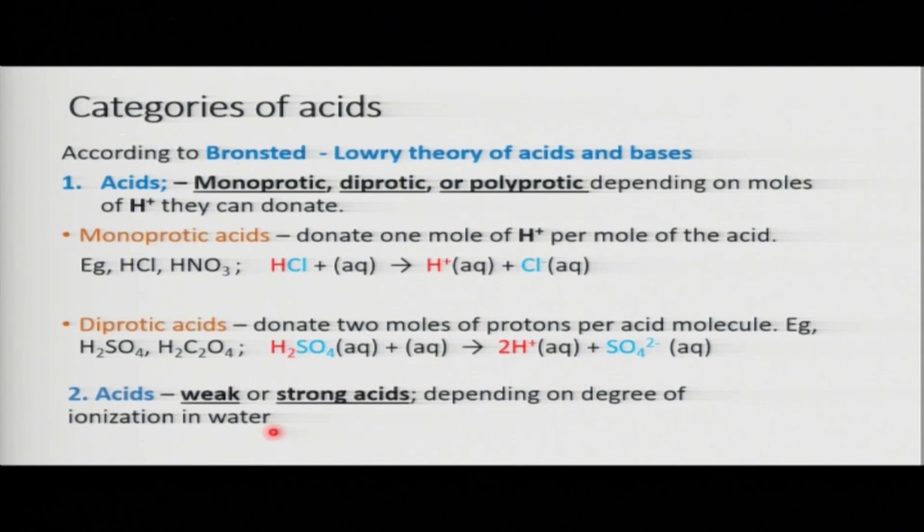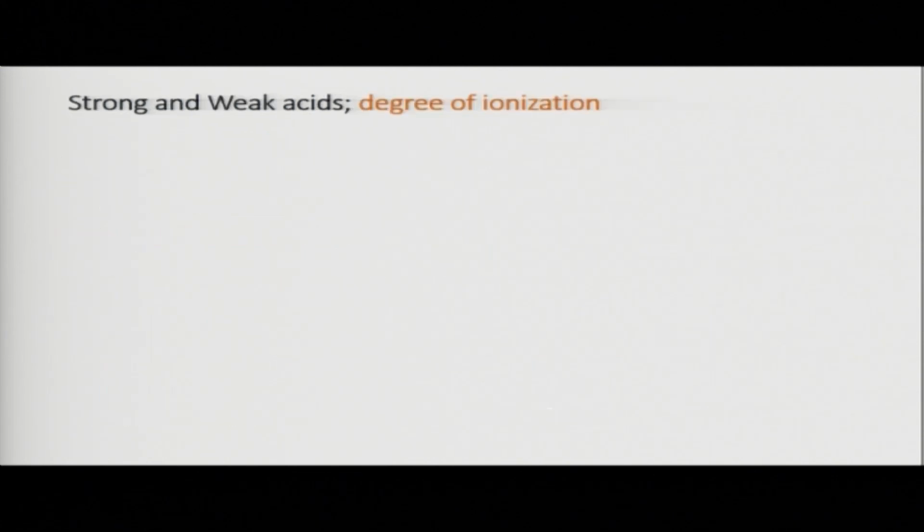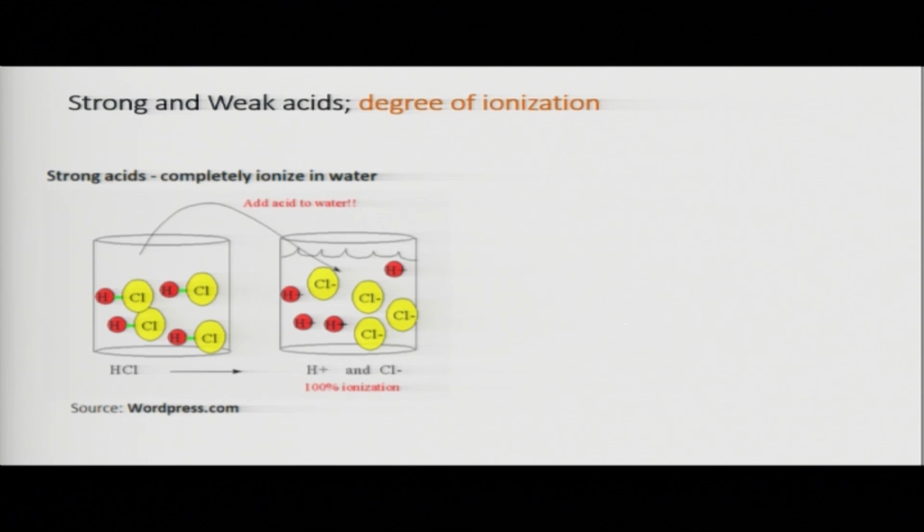When it comes to strength, we have weak acids and strong acids, and this is what has been very, very common. If we look at strong acids, we look at the degree of ionization. If all the molecules you have for acids break down releasing hydrogen ions, then that is called a strong acid. An example is hydrochloric acid. There is 100% ionization. All these molecules, 1, 2, 3, 4, have completely broken down, releasing hydrogen ions.